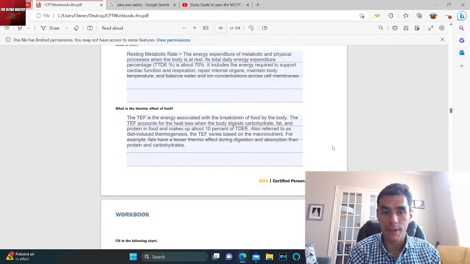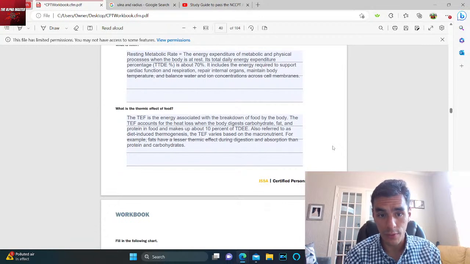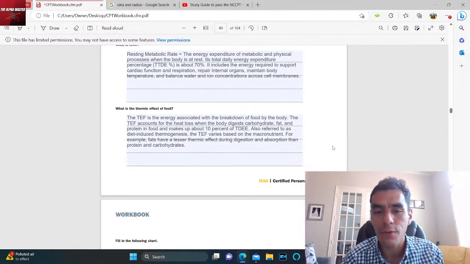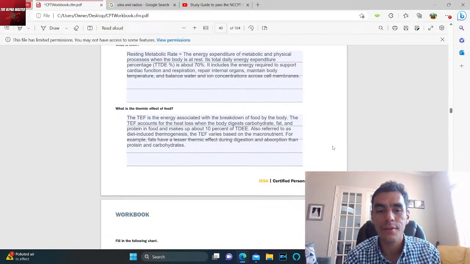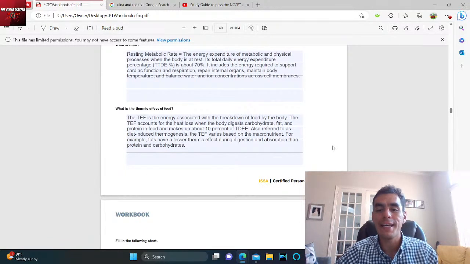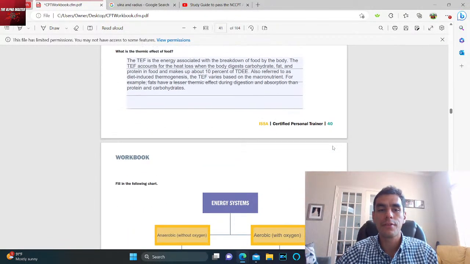So TEF is energy associated with the breakdown of food by the body. The TEF accounts for heat loss when the body digests carbohydrates, fat, and protein in food and makes up about 10% of the total daily energy expenditure, also referred to as diet-induced thermogenesis. TEF varies based on the macronutrient. For example, fat has a lesser thermic effect during digestion and absorption than protein and carbohydrate.